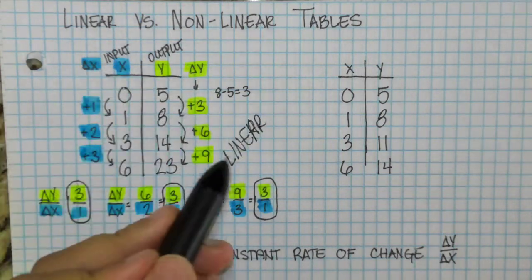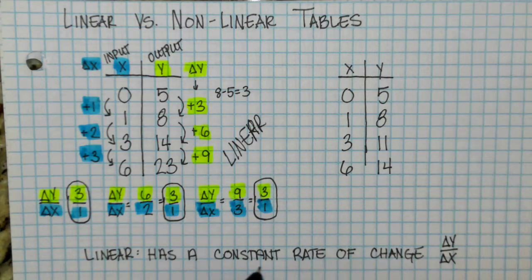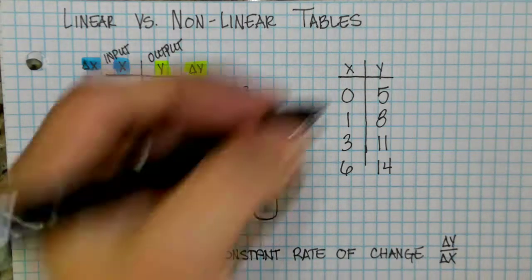It's linear. It's linear because it has a constant rate of change. It has the same change of y over change of x. When I simplify it down, they can all be simplified to the same value. We're going to check the next one.